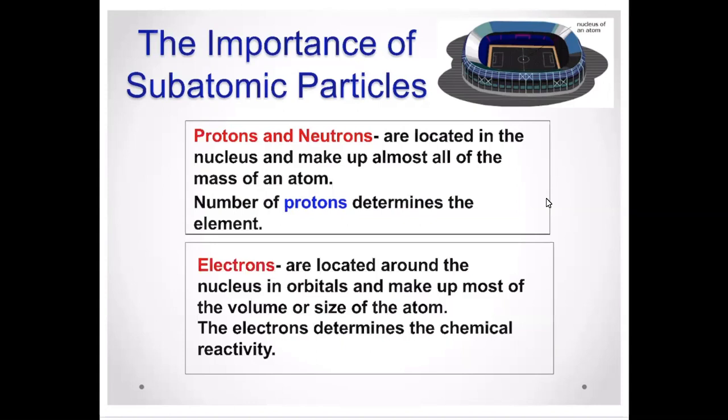Okay, so keep in mind, the protons and neutrons make up most of the mass, a very small nucleus in the center. The electrons, although negligible in mass, make up the size. They fill the space on the outside of the atom, and they're the ones that are interacting with other atoms.